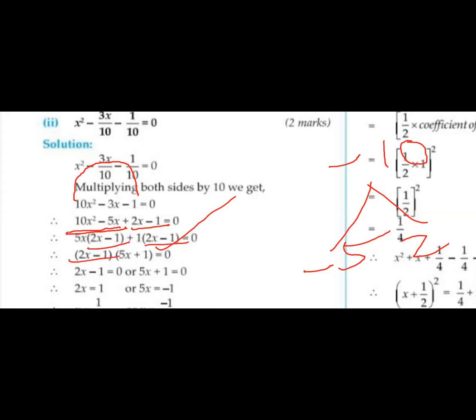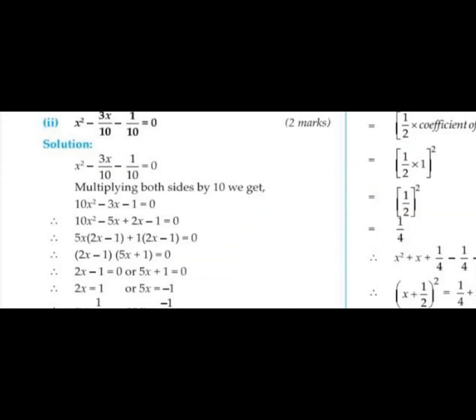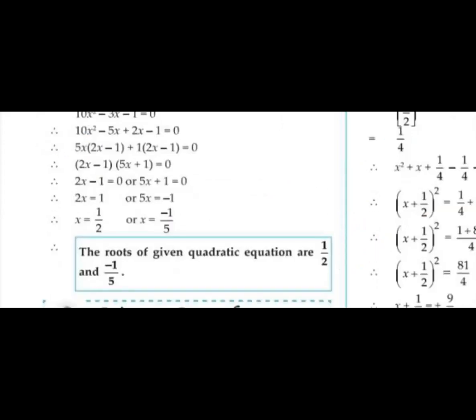It should be 5x plus 1 equals to 0. So 2x minus 1 equals to 0 or 5x plus 1 equals to 0. So 2x equals to 1, x equals to 1 upon 2, or x equals to minus 1 upon 5. So your answer is 1 upon 2 and minus 1 upon 5. I repeat this question.